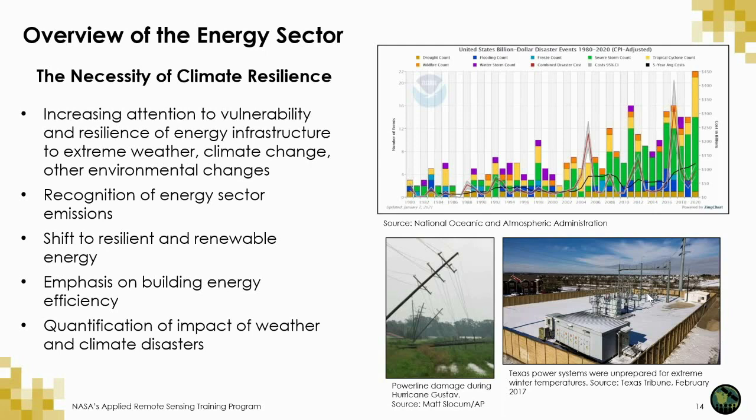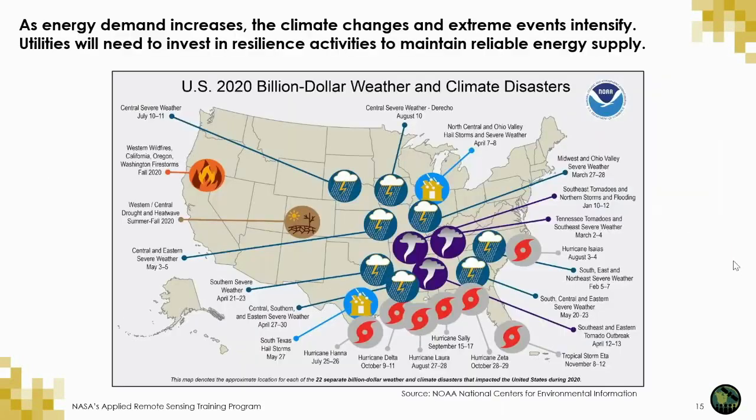A shift to resilient and renewable energy can mean a more resilient energy sector, including an emphasis on building efficiency and energy efficiency. However, this necessitates an understanding and quantification of weather and climate disasters. You may recognize this figure from the U.S. National Oceanic and Atmospheric Administration, or NOAA, showing the billion-dollar weather and climate disasters that hit the U.S. in 2020 alone. 2020 set a new annual record of 22 billion-dollar events. These events included drought, flooding, freezes, severe storms, tropical cyclones, wildfires, or winter storms.